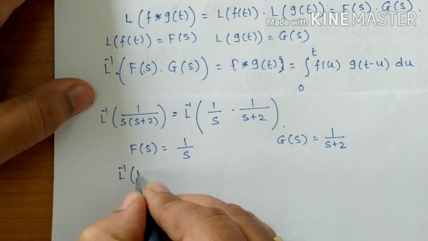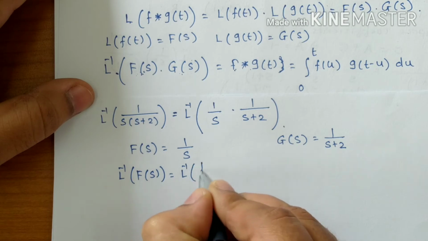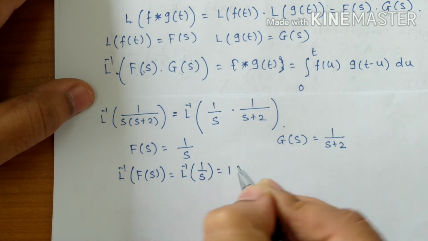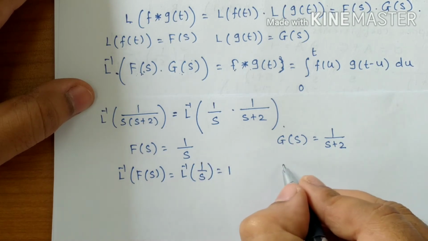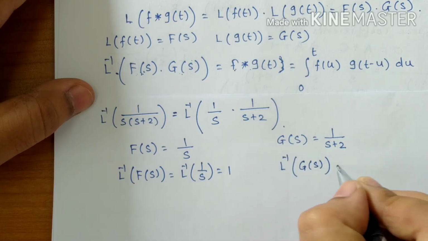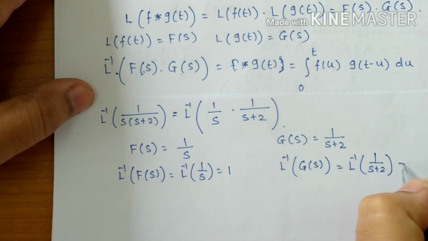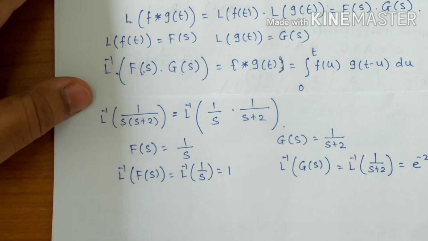Therefore, inverse Laplace of f of s is equal to L inverse of 1 upon s, and inverse Laplace of 1 upon s is 1. L inverse of g of s is equal to L inverse of 1 upon s plus 2, and its inverse Laplace is e raised to minus 2t. Okay.